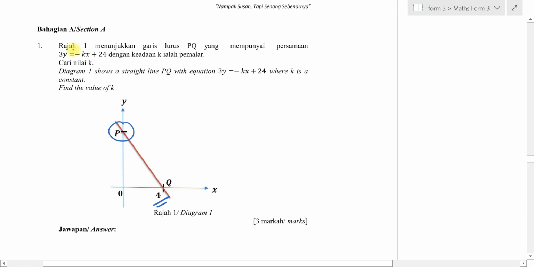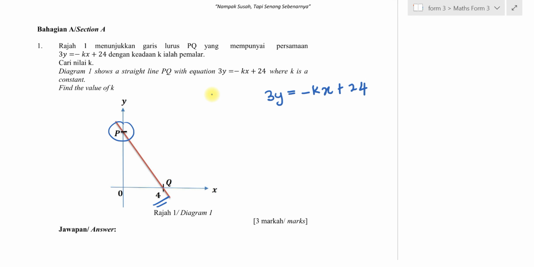Now the question tells you: Diagram 1 shows a straight line PQ with the equation 3y equal to negative kx plus 24, where k is a constant. Find the value of k. Okay, they ask us to find the value of k. Alright.